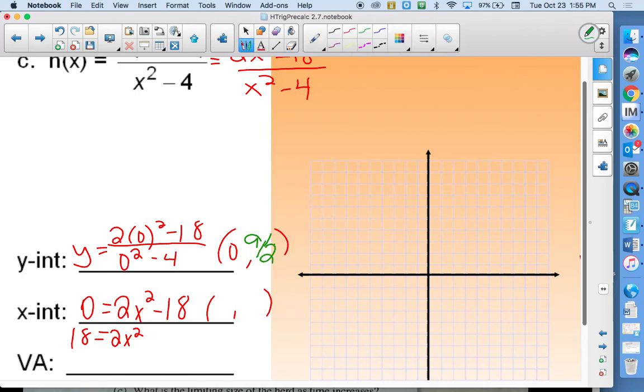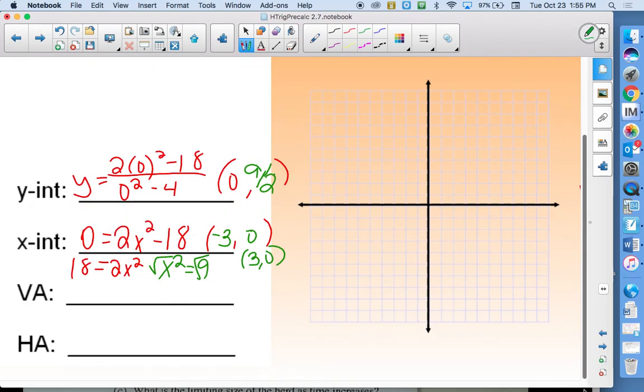And then the x-intercept, so take the 18 to the other side, divide by 2. We're looking at x squared equals 9. So what are the x-intercepts? -3, 0, and then 3, 0. Nice. Now we have a lot of points. And all the other ones we had 1, and now we have 3 different intercepts.